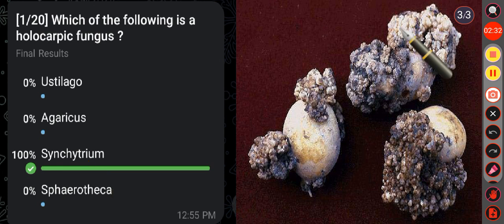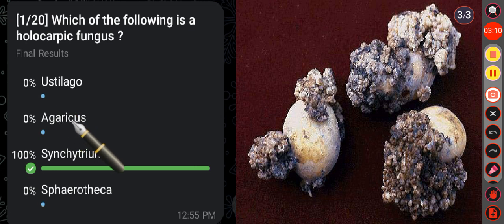that causes potato wart disease. Okay, and Synchytrium is a holocarpic fungus. Then see the other option, that is Ustilago. Ustilago is considered as a eucarpic fungus. This means that the thallus is differentiated into vegetative structure and reproductive structure. So, the reproductive structure like the spores are formed by a specific part of the thallus, not the entire thallus. So, Ustilago is a eucarpic.